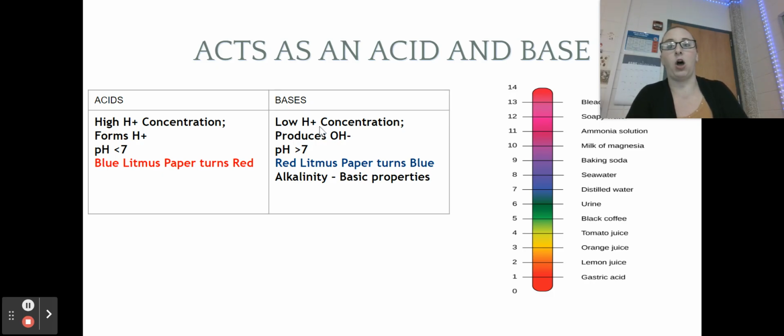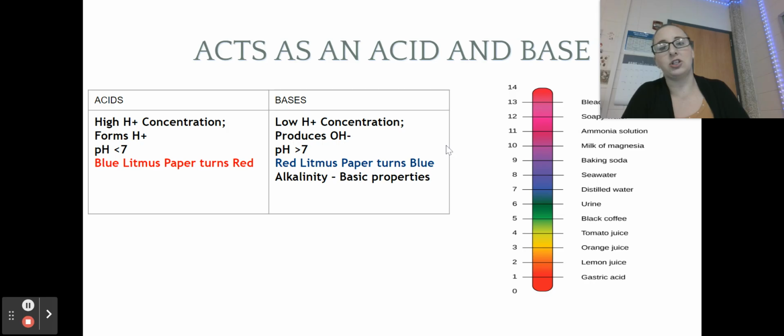Bases have a low hydrogen ion concentration. They actually have more hydroxide. So anytime you see a substance and it ends in an OH, so I'm trying to think of an example. Baking soda, for an example, is sodium hydroxide. It is made up of NaOH, and so because of that, it is a basic substance.